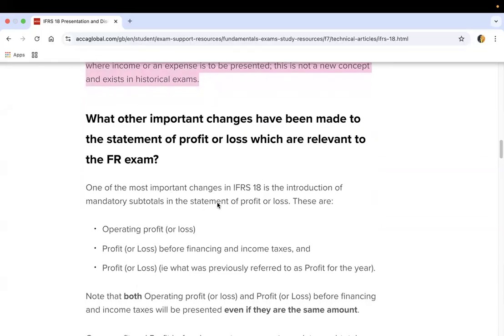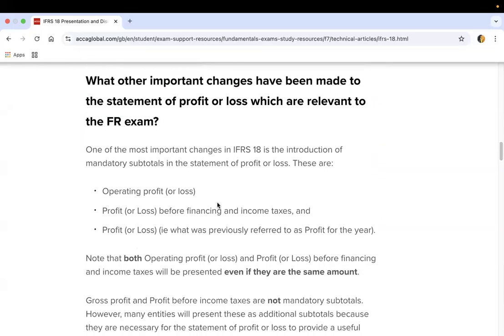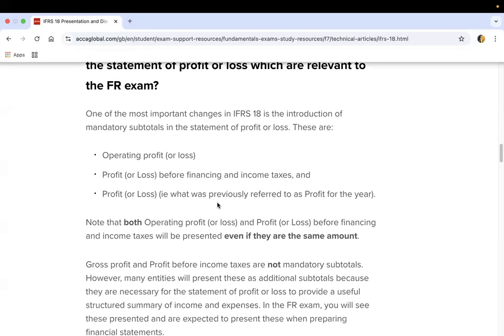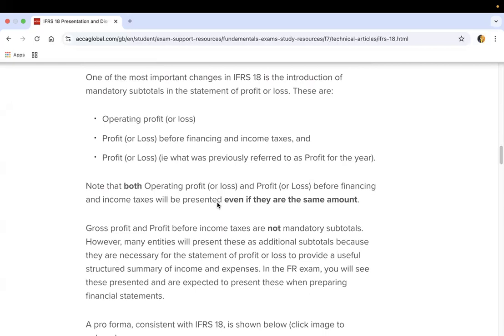Now the major change in the SOPL is that there are compulsory subtotals in the SOPL. That means after cost of sales, you need to take the gross profit. That is a subtotal. And then you take the investment category, and again a subtotal will come. Clear? These are the mandatory subtotals that the new IFRS 18 has told the users to prepare.